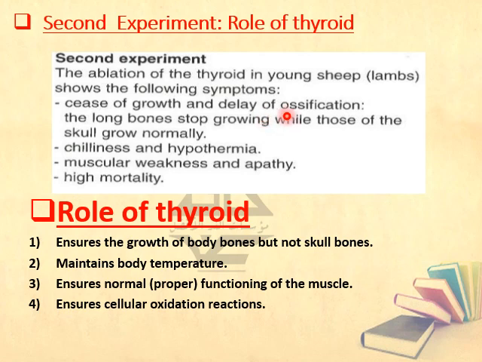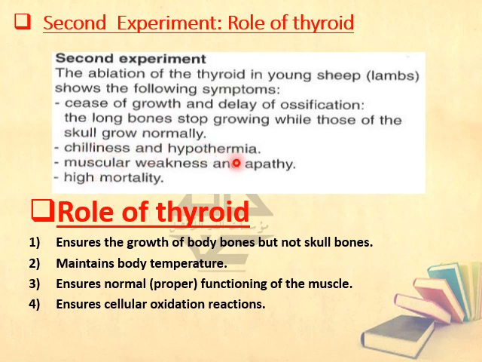It means that their bones do not grow properly. They take more time to grow. The long bones stop growing while those of the skull grow normally. So from here we notice that the thyroid is important for our long bones, for the development of the long bones and not the skull bones.